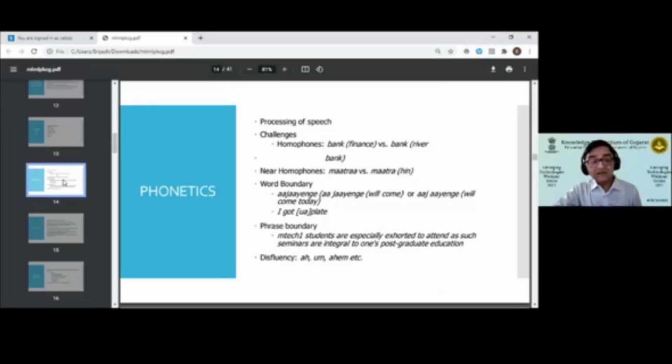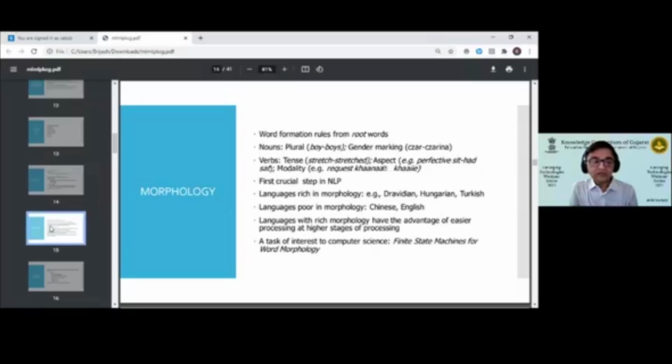Then phrase boundary, where a phrase stops. We don't pause on a comma or semicolon or full stop every time. And that's why usually when we read a long sentence, a machine might miss the phrase. Like MTech 1 students are especially exhorted to attend as such seminars are integral to one's post-graduation education. And then there are a lot of disfluencies, and you might have noticed me also doing this all the time. So this should be removed while you are processing speech data, and proper words should be extracted. So that is the first stage.